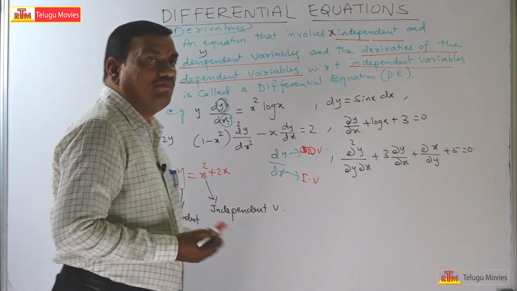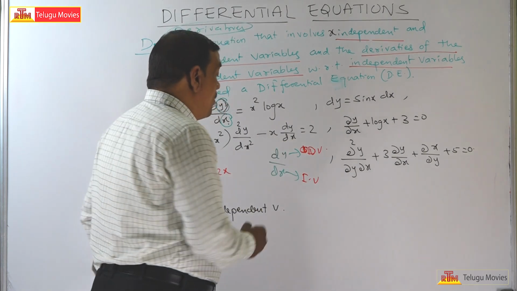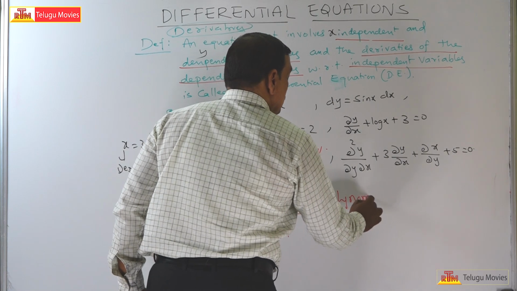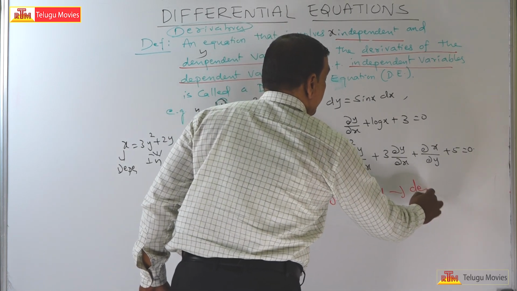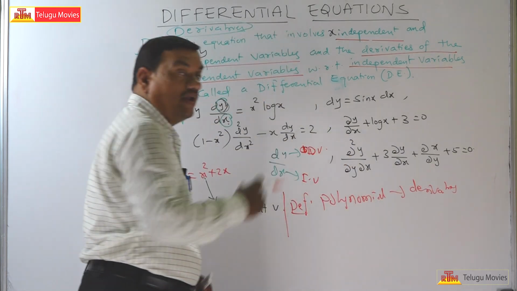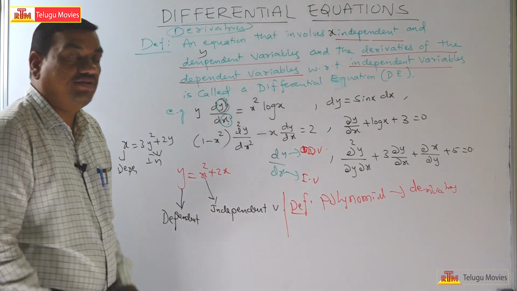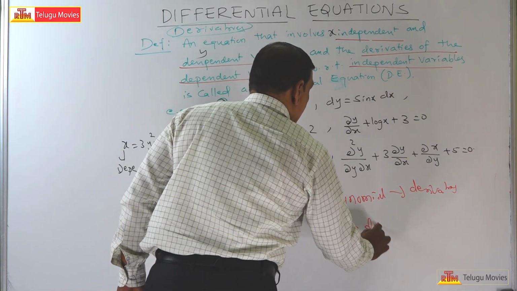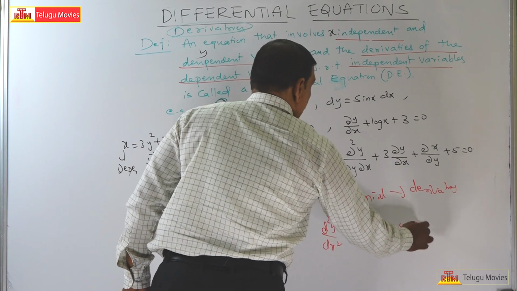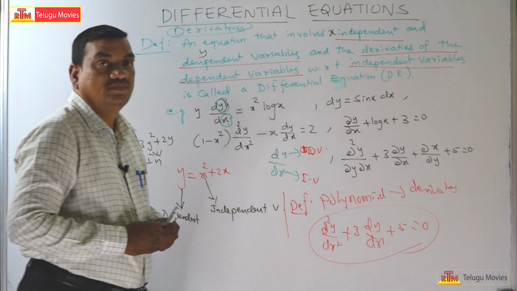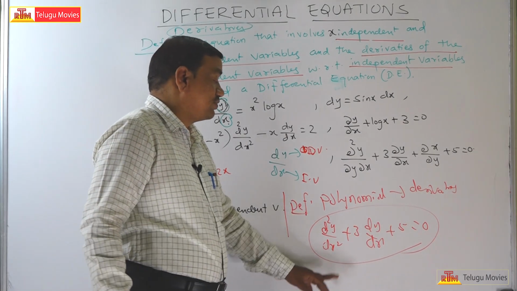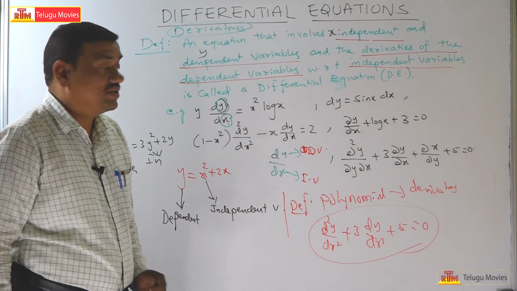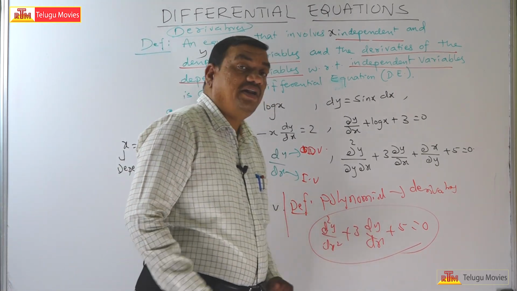Simply, we can say that a polynomial involving derivatives is called a differential equation. That means d square y by dx square plus 3 into dy by dx plus 5 is equal to 0 is a differential equation. Why? Because in place of dy by dx, let us take x.